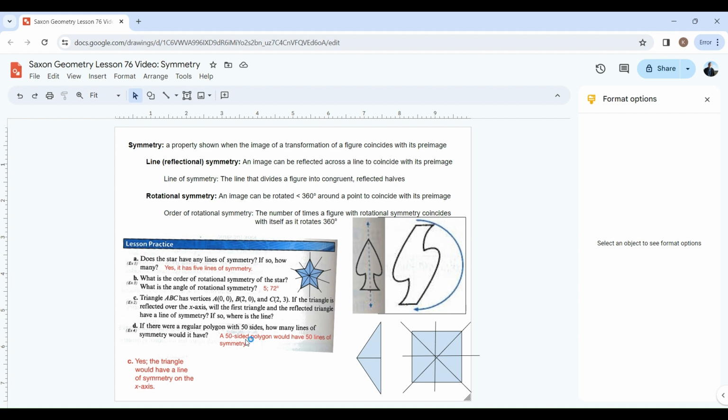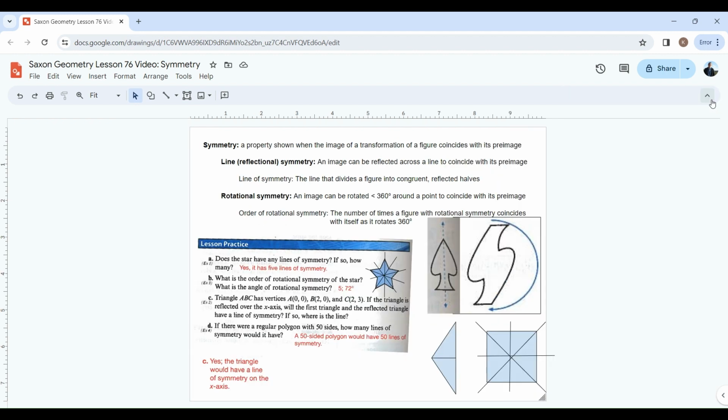Right? And that's what you need to know about symmetry. Not that difficult, right? You should be able to work the problems for next time.